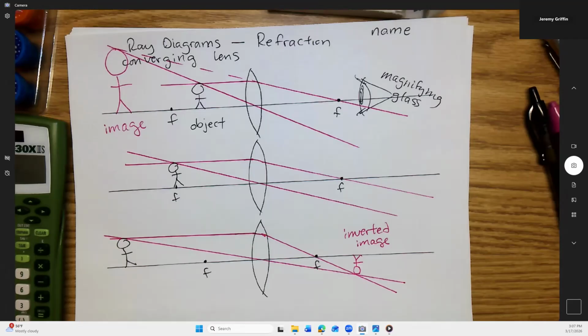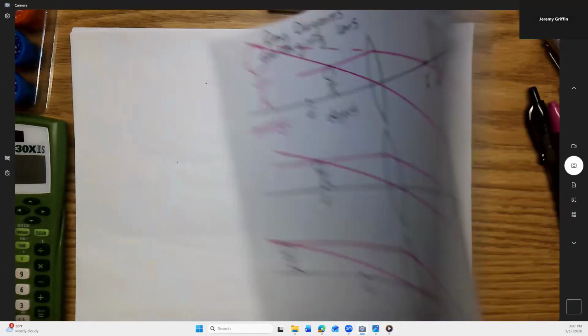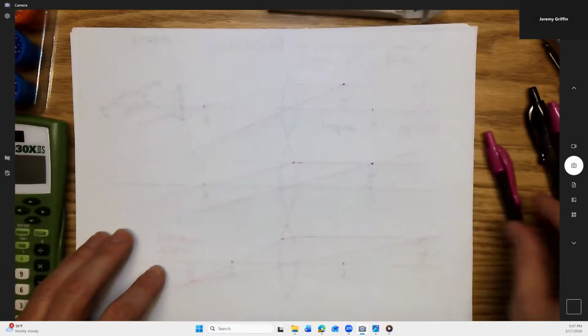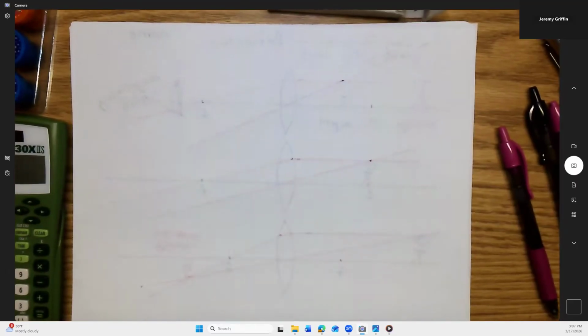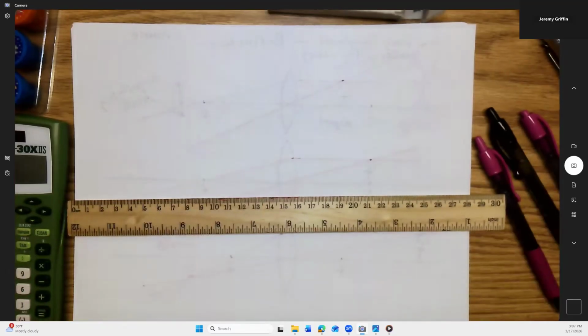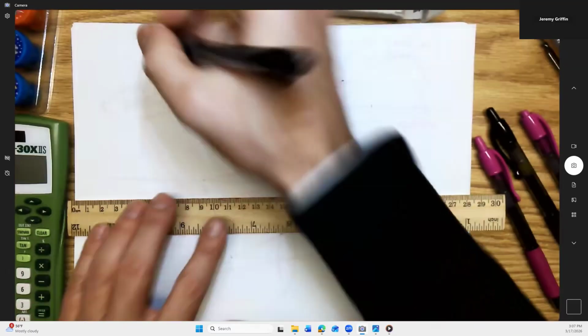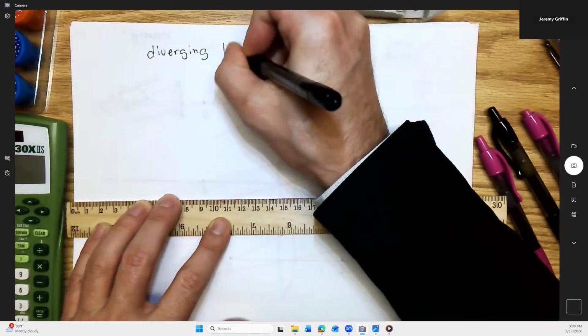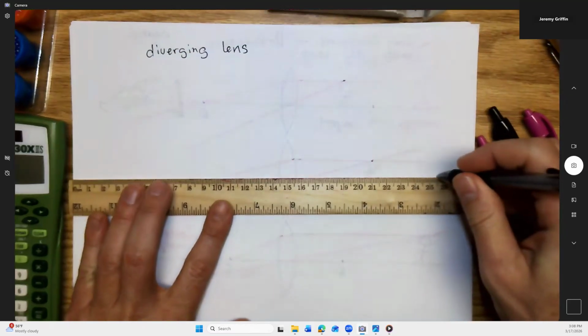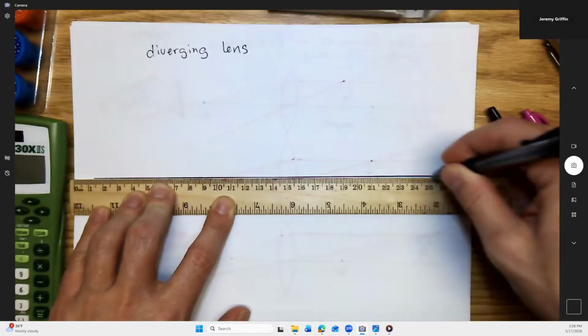All right. You guys got all those lenses on your paper? All right, so next, flip the paper over. And we're gonna do one with the diverging lens, and we only need to do one of these because once you do one, then they all kind of look the same. Okay, so let's label this one diverging lens. Just put a line through the middle of the paper, horizontal, like a ground line.